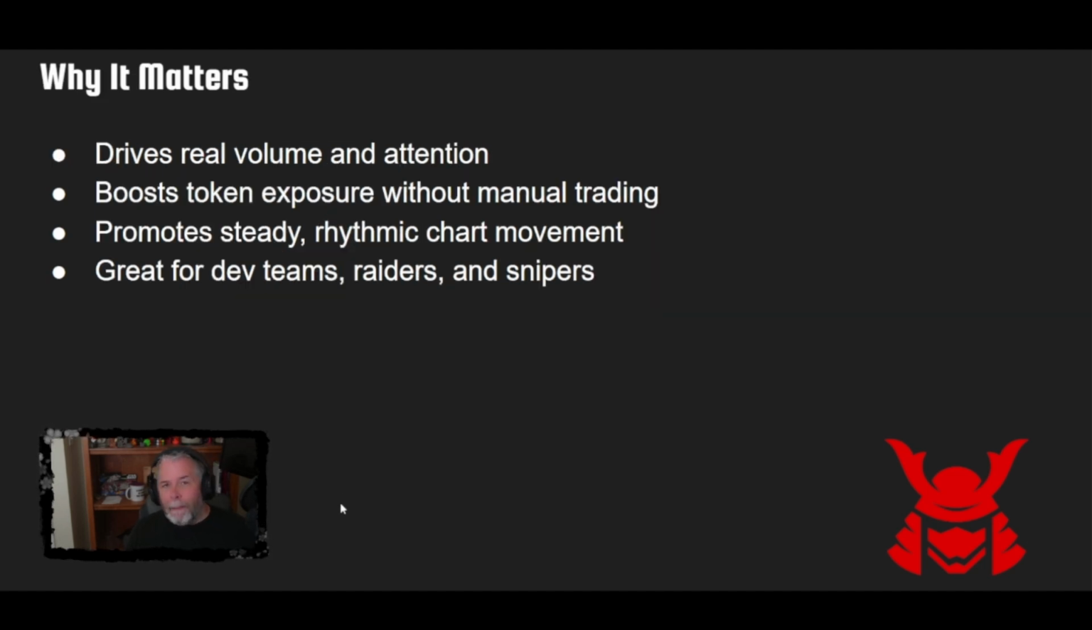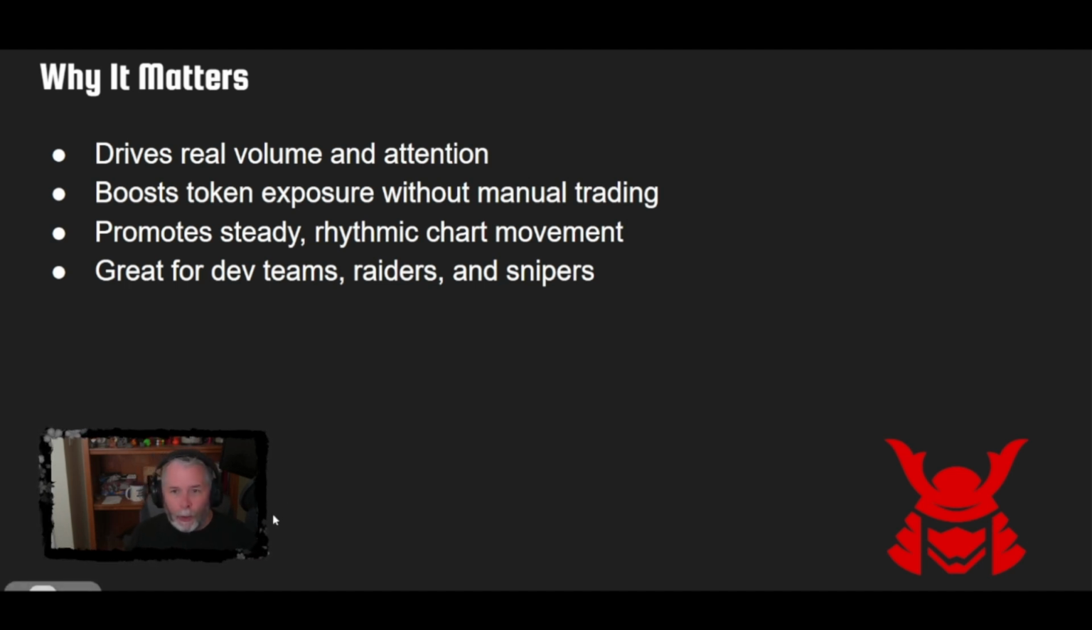Now, why it matters is because what drives real volume and attention is this process. It's just not about being bundled, where you get 2 buys and 1 sell all happening at one time, which makes it look like there's volume. But when they get to the chart, there's no volume intended. There's no volume that grows, right? There's no movement to the chart.